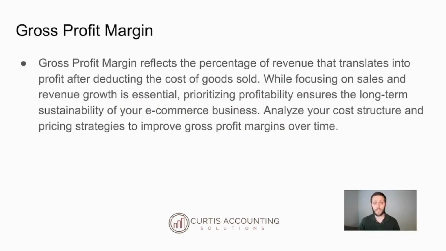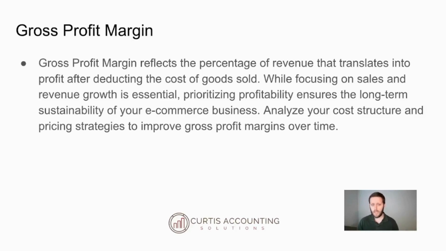The next one is gross profit margin. Gross profit margin reflects the percentage of revenue that translates into profit after deducting the cost of goods sold. While focusing on sales and revenue growth is essential, prioritizing profitability ensures the long-term sustainability of your e-commerce business. Analyze your cost structure and pricing strategies to improve your gross profit margins over time.